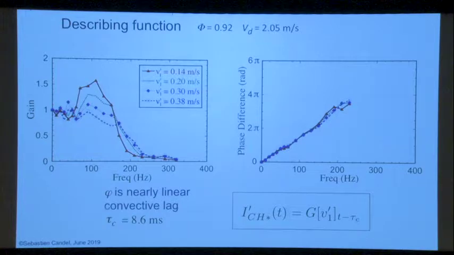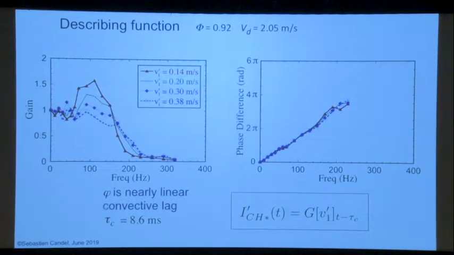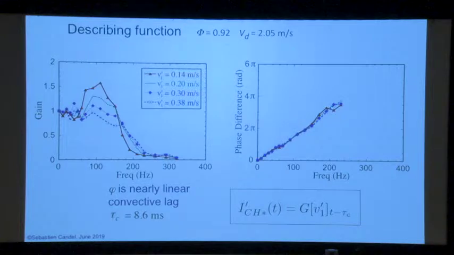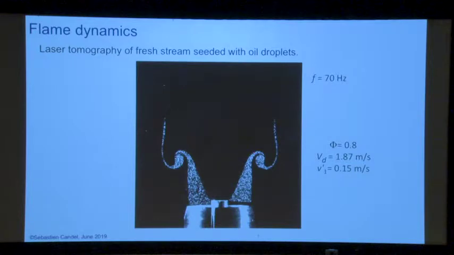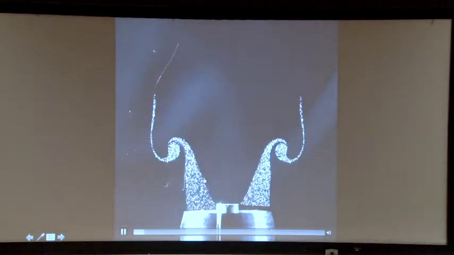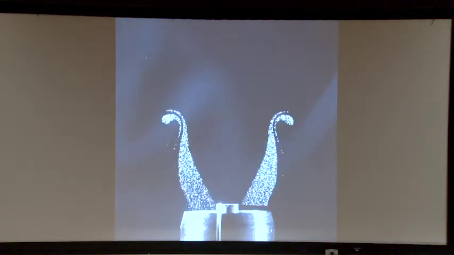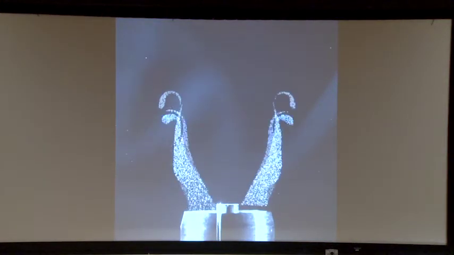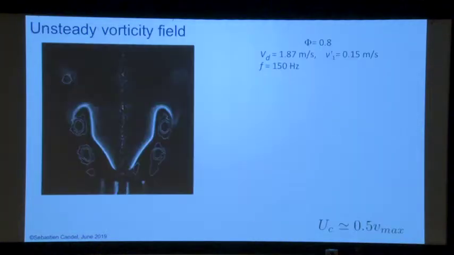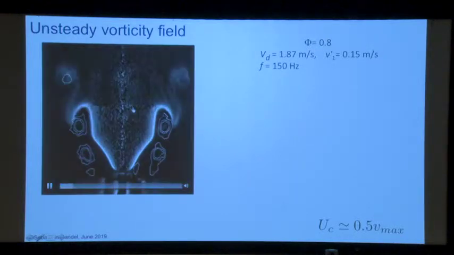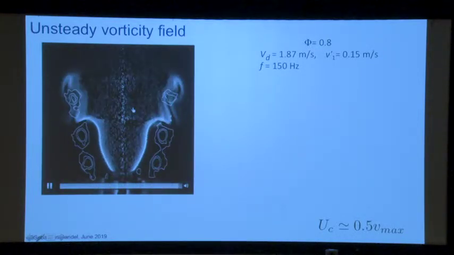So the time lag is the interaction between the vortices and the flame. So you have that here. So that's a model. And we've seen that interaction already. You see, this is the sort of interaction that we are looking at. So it's convective. The vortices are convected, they interact with the flame, and this produces a time lag. So this is the unsteady vorticity field. We've seen that already.